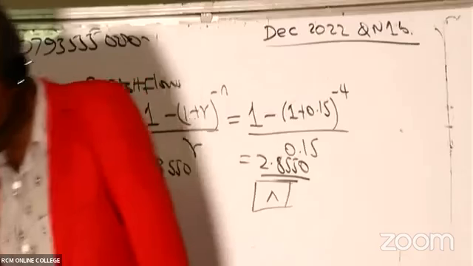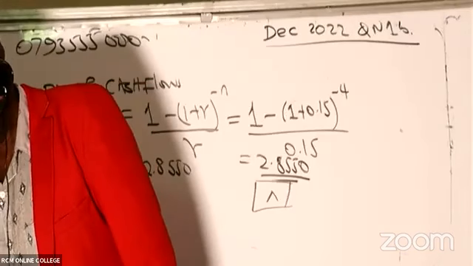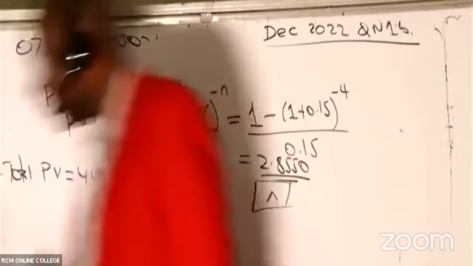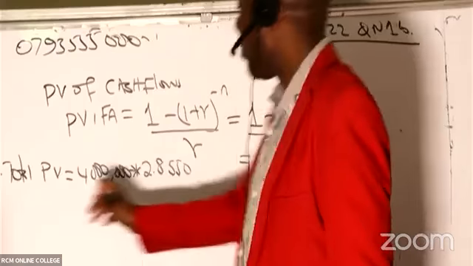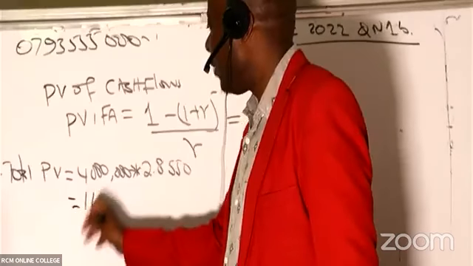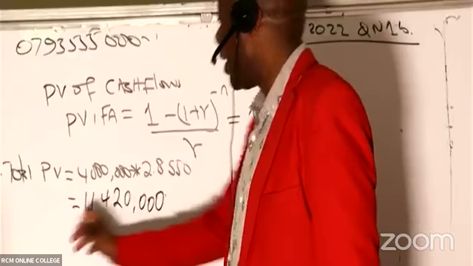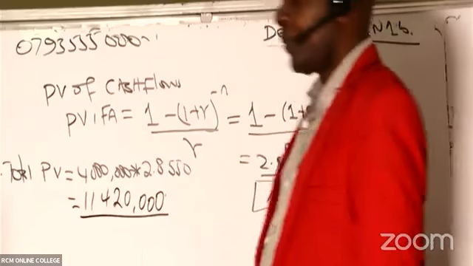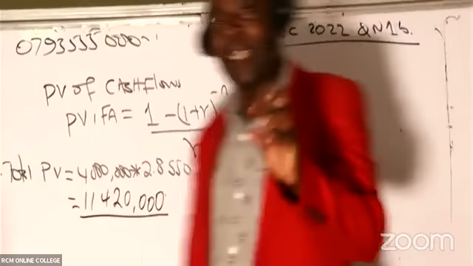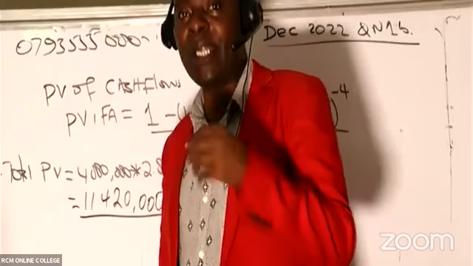So according to Dorothy, it is 11,420,000. Now remember, the lessee will call this one a liability.